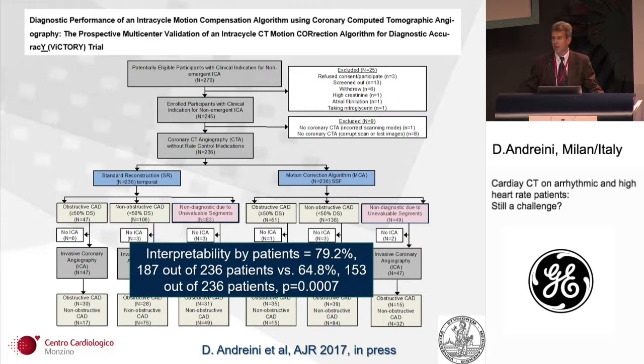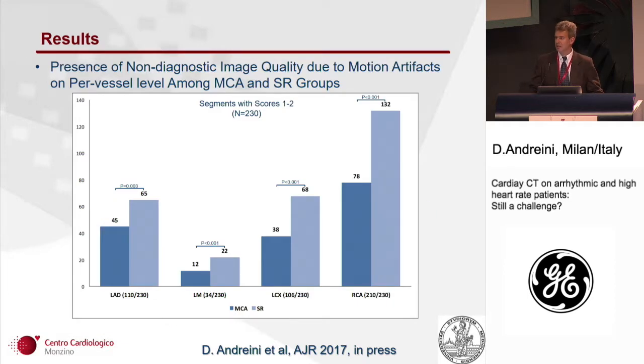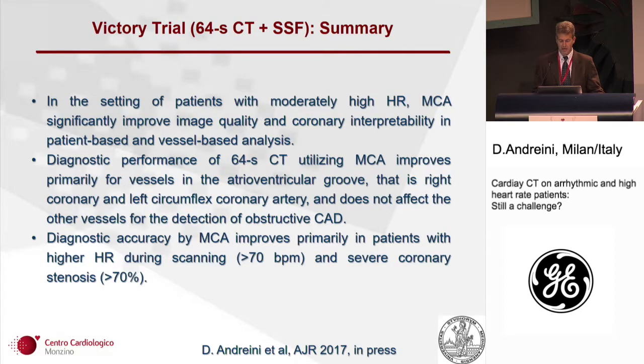We documented that the rate of CT scans free from motion artifacts was improved from 65 to 79% by the use of SnapShot Freeze, due to a systematic improvement of image quality score independently from the different coronaries. In summary, in the setting of 64-slice CT, SnapShot Freeze allows to improve the diagnostic accuracy of the method in the vessels in the atrioventricular groove, so the circumflex and the right, and the diagnostic accuracy by SnapShot Freeze was improved primarily in patients with higher heart rate, more than 70, and severe stenosis, more than 70%.